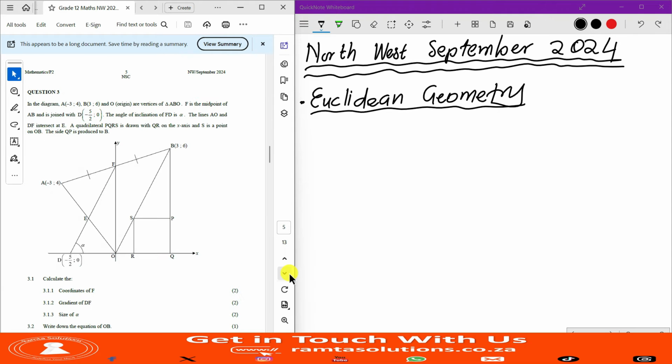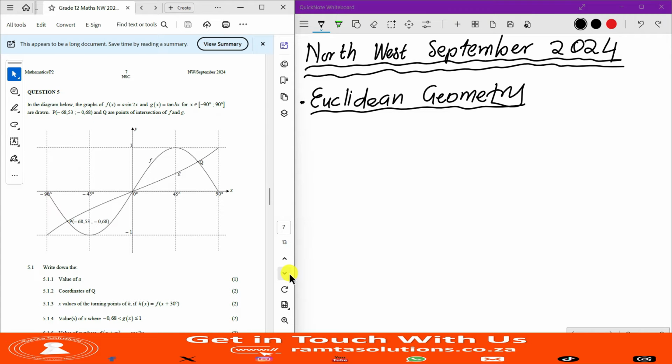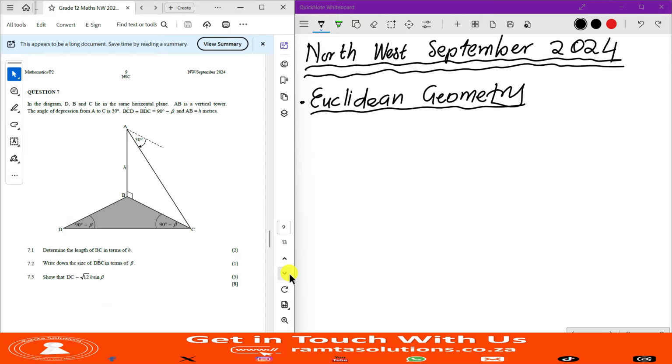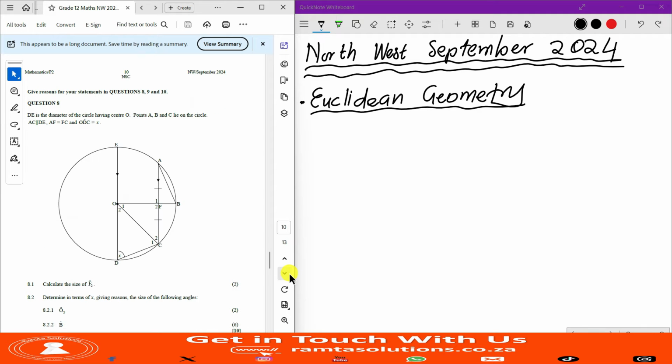Normally Euclidean geometry is question 7, 8, sometimes, but let's see. Here it's question 8. As you can see, there's an instruction: give reasons for your statements in questions 8, 9, and 10. Let's go now. Remember, if you are using a mobile device, please rotate your screen. All right, let's see now.